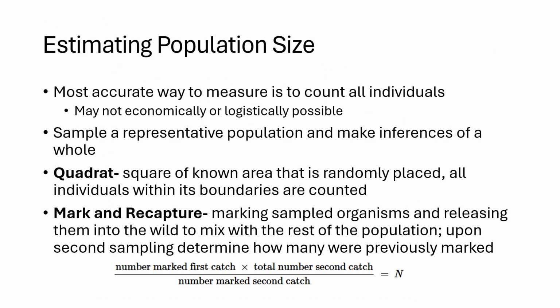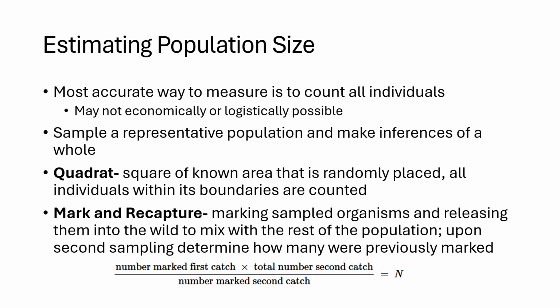So we need accurate models to actually help us understand population size. It's not as easy as just going out and counting all of the individuals within a population. That might not be economically or even logistically feasible. And so what you would do then is take a sample, and assuming the sample is representative, you could then scale it up to the appropriate level. And so one way we can take a sample is by using a quadrat.